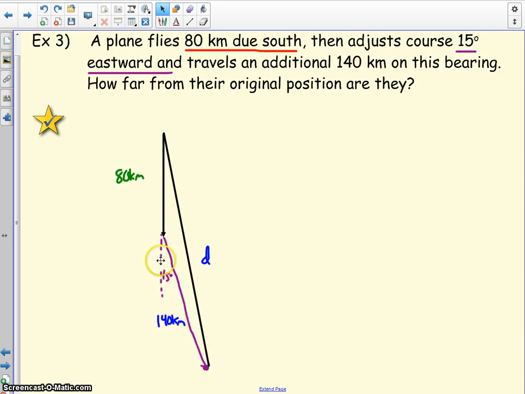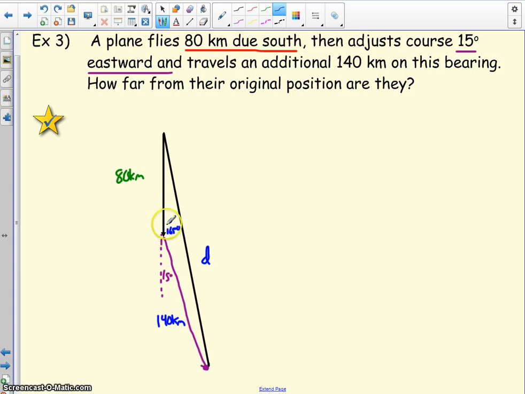We want to know how far they are from their original position. So we started up here, we end down here. We're looking for that distance there. Now, right now it looks like we have two sides. We don't have any angles inside the triangle. However, this 15 degrees with the angle inside the triangle, they're supplementary, so they add to 180. So this angle in here is going to be 165 degrees.